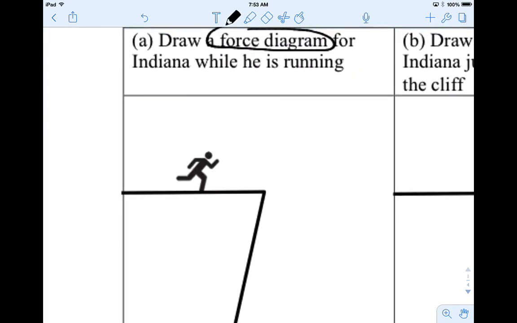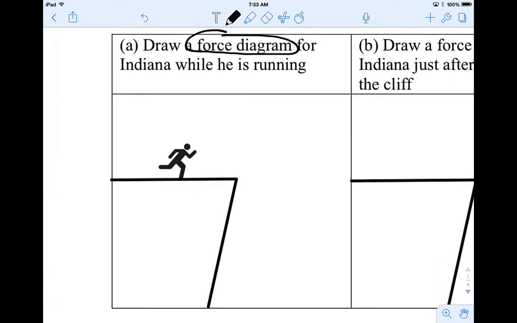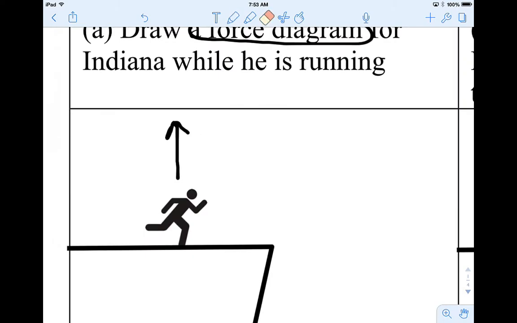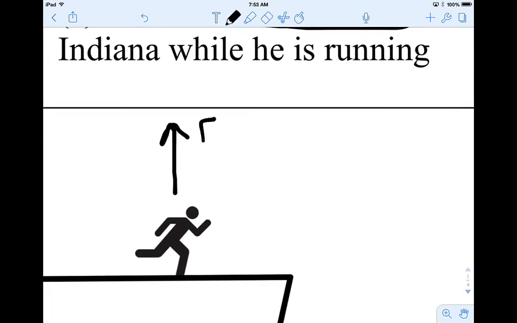So there's a couple of things happening here. Remember, for a force diagram, we want to identify all the forces. So let's look at touch forces first. So what forces are acting on Indiana? Well, I know that because he's touching the ground, there has to be a normal force going straight up, Fn, and that's caused by the ground.